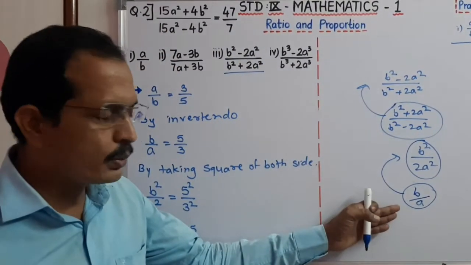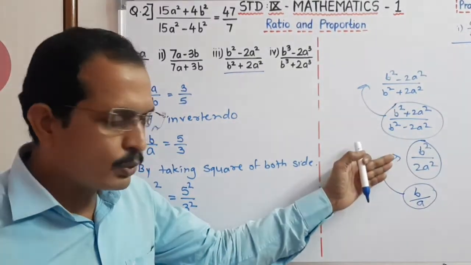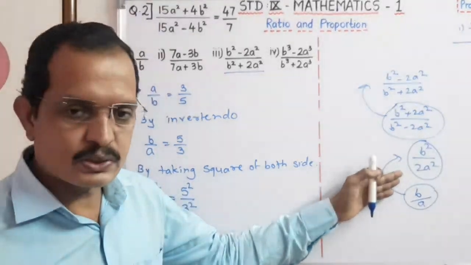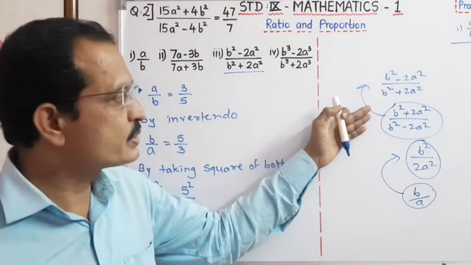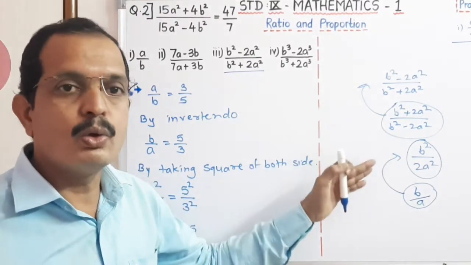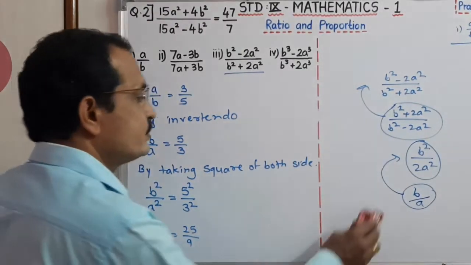First of all, what we have to find out? b upon a. Then we have to find out b square upon a square. Then we have to find out b square upon 2a square. Then we have to find out b square this. Then we have to do the invertendo. Like this, we have to go step by step. Then it is very easy.